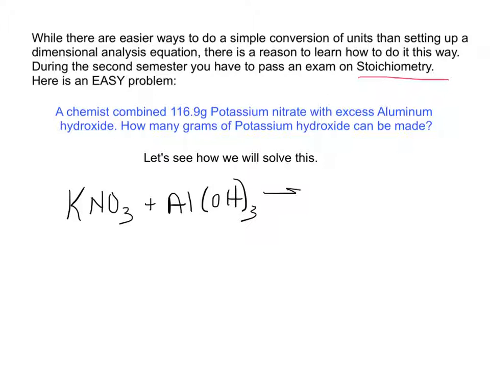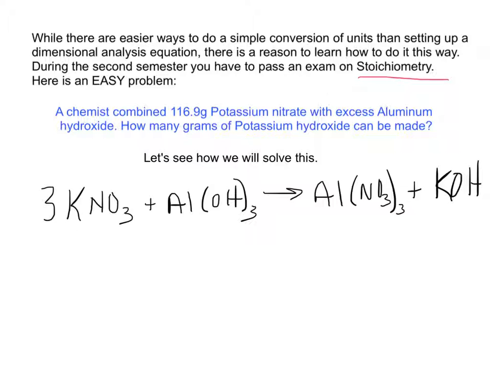And that's going to create aluminum nitrate plus potassium hydroxide. Now we'd have to go through and balance this, and then we'd see, okay, how many do we have on each one? And when we get done balancing this, we're going to see that we're going to need a 3 here and a 3 here. But that's a lesson for a different time. So there's our balanced chemical equation.